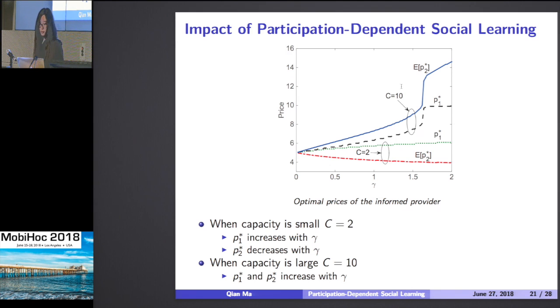So then let's move on to the two upper curves, which represent the pricing policy for the scenario when the capacity is large. We can see that when the capacity is large, both P1 and P2 will increase with gamma. The reason is that when gamma increases, users know that the provider has a larger capacity and can provide better QS. So the provider can set higher prices to attract more revenue.